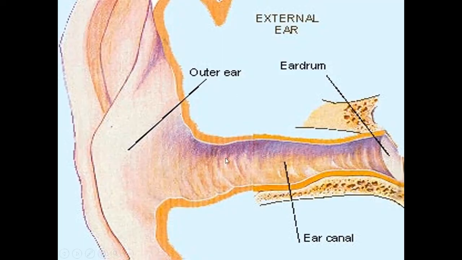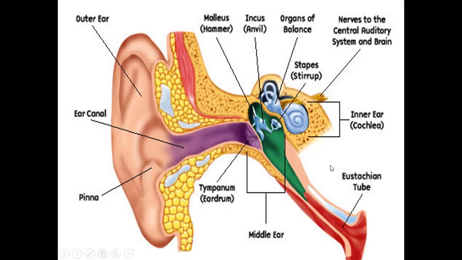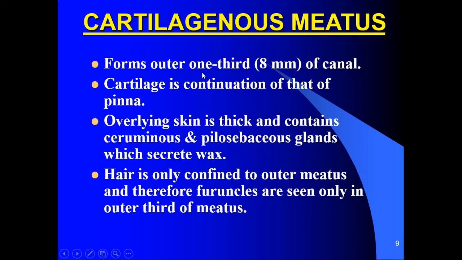In the external auditory canal, the outer one-third is cartilaginous and the medial two-thirds is bony. Again, the external auditory canal along with the pinna and the tympanic membrane. The cartilaginous part is the outer one-third, and it is a continuation of the pinna. The overlying skin is thick and contains ceruminous and pilosebaceous glands which secrete wax. Hair is only confined to the outer meatus, and therefore furuncles or boils, which are acute staphylococcal infections of the hair follicles, are only seen in the outer one-third of the canal.